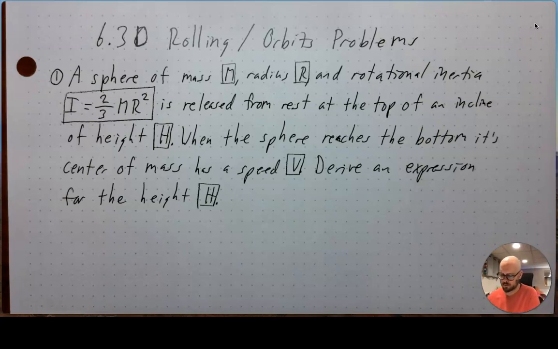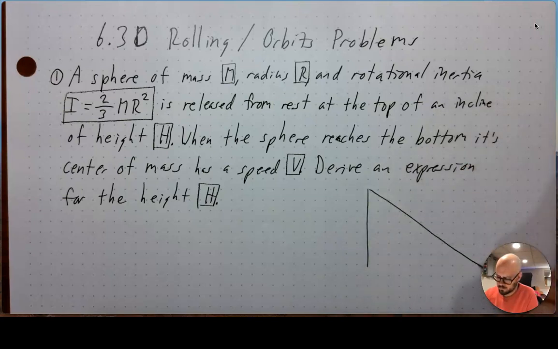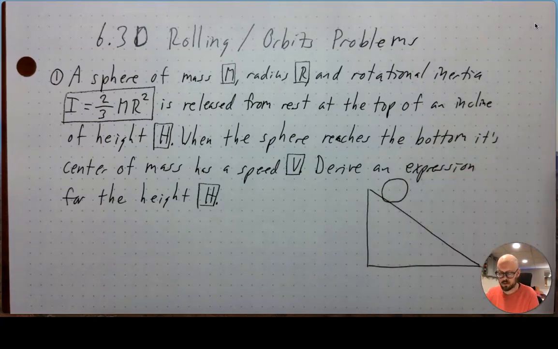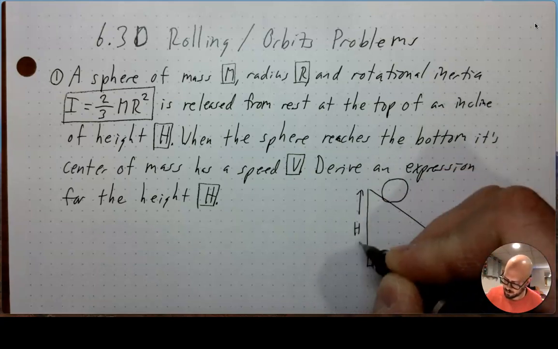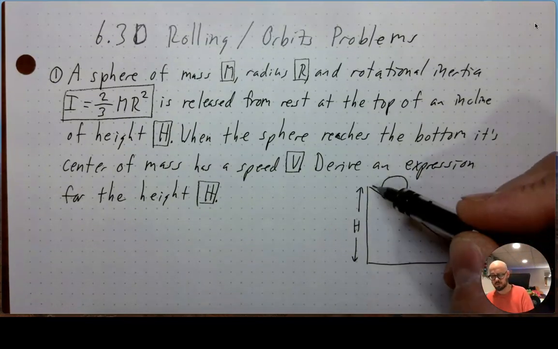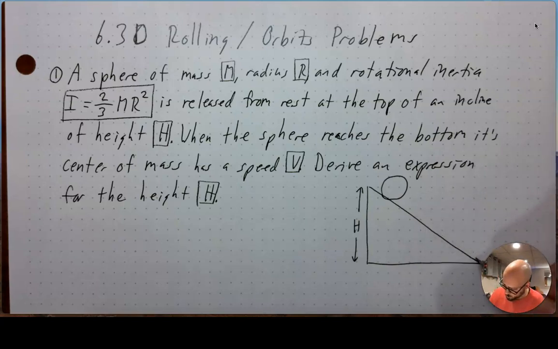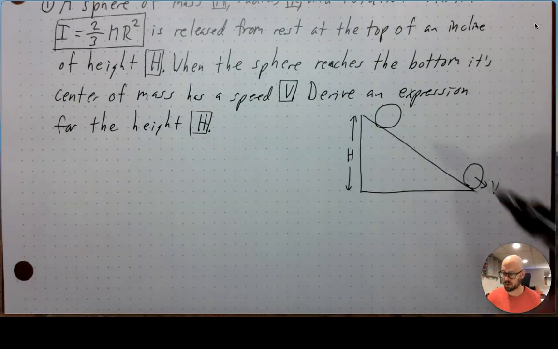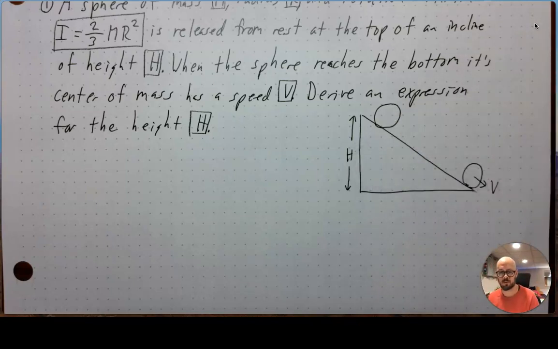So we're going to make a little picture here of a sphere that's rolling down a ramp. The only purpose for drawing this picture is to show you that there's a height to the ramp, and that height is important. So the sphere starts at the top of the ramp and rolls all the way to the bottom. When that sphere gets to the bottom, its center of mass has a certain speed, v. And so we are going to derive an equation for the height that results in that speed v.